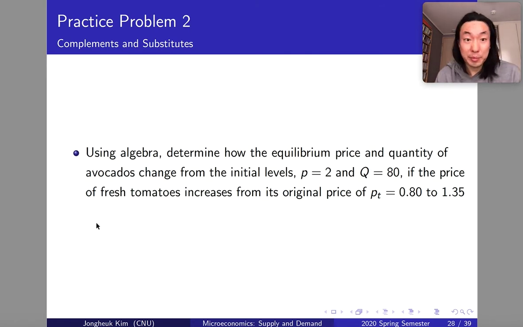Another practice problem. Okay, so we are digging more deeply into complements and substitutes. Complement means like the pencil and the remover. We need both together to write something or to remove something. So to complete our document, we need a pencil and we also need a remover. Substitute means Samsung Galaxy and the iPhone. Those two are substitutes for most people.